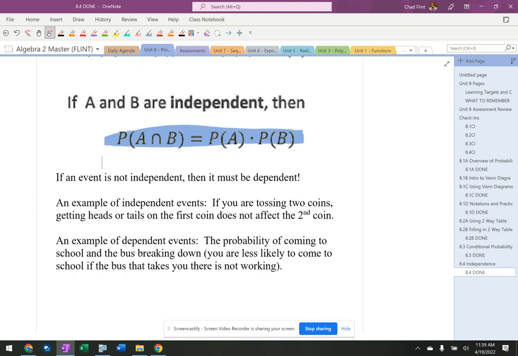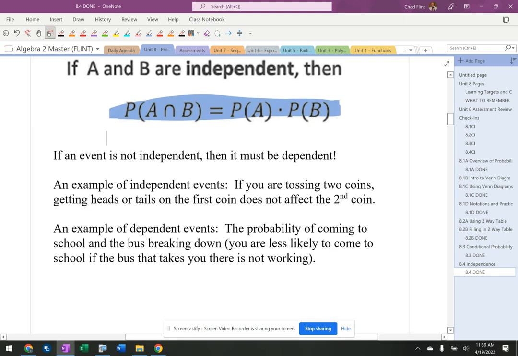Example of independent events: tossing two coins, getting a heads or tails on the first coin doesn't affect the second coin. Okay. Dependent events: the probability of coming to school and the bus breaking down. All right. Meaning you're less likely to come to school if the bus that takes you there doesn't work. Okay. So those things are dependent on each other. All right. Now, mutually exclusive, they may or may not be mutually exclusive. It is possible for mutually exclusive events to affect each other. All right. It's very possible that that does happen.